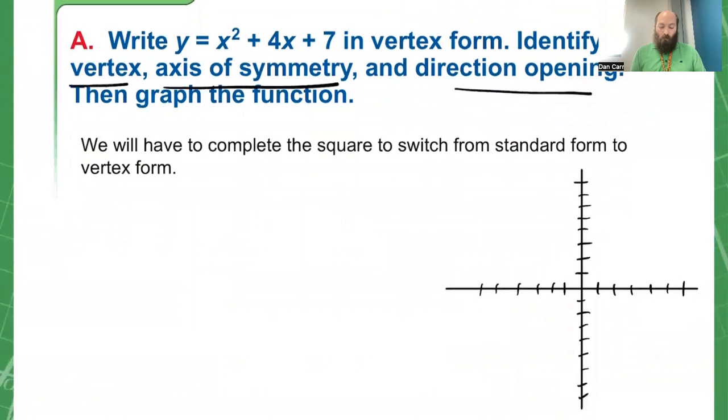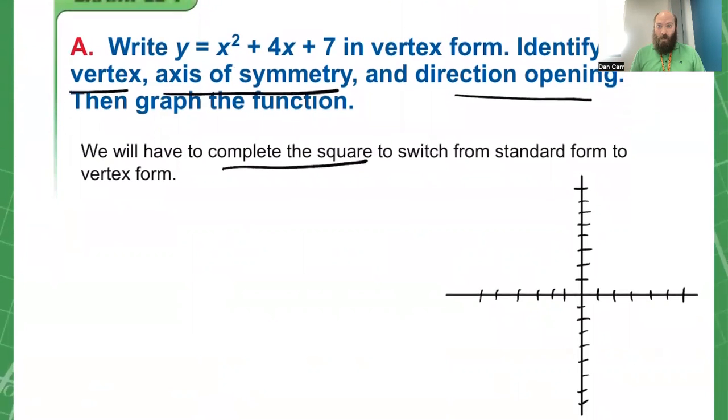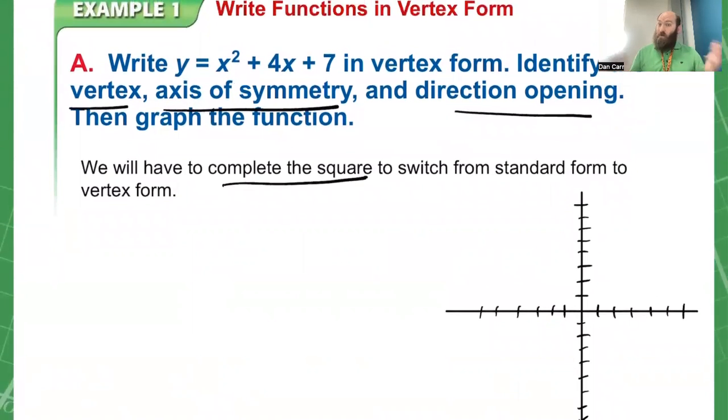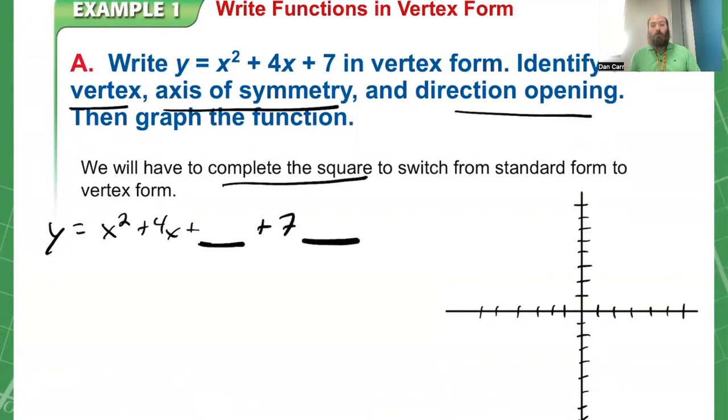So we want to complete the square to switch it from standard to vertex. Now, normally when we complete the square, it's equal to 0. For our purposes here, we're going to change it up a little bit. So I'm going to keep it as y equals. We'll have x squared plus 4x. I'm going to leave a space here, and then I'll have the plus 7 and leave a space here.